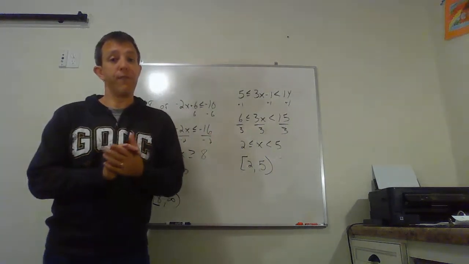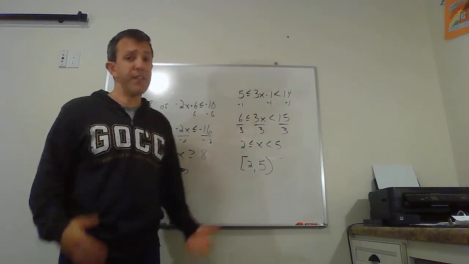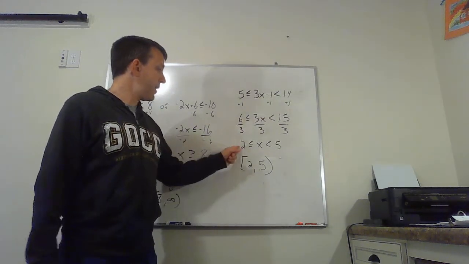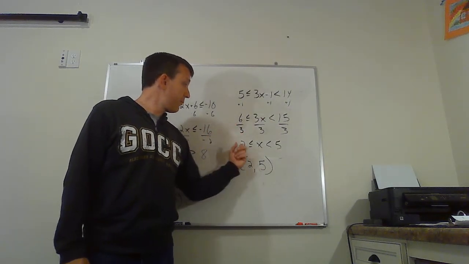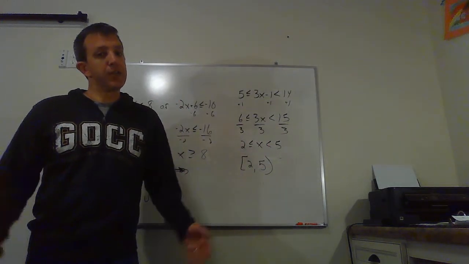Again, this is where you want to be careful. Make sure that those numbers make sense in the order that you have it written. If they don't, something went wrong. In this case, again, you could draw the graph, but the interval is just from 2 to 5 with a bracket on the left and a parenthesis on the right. So good luck.